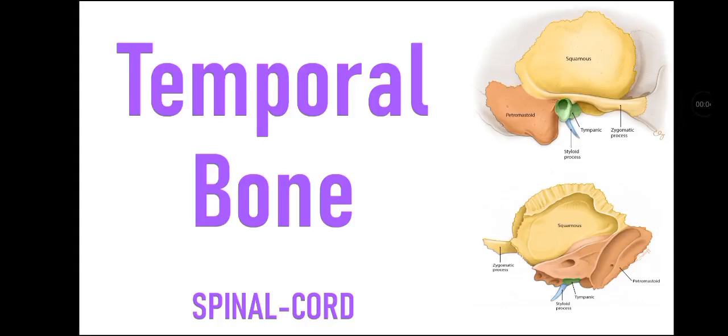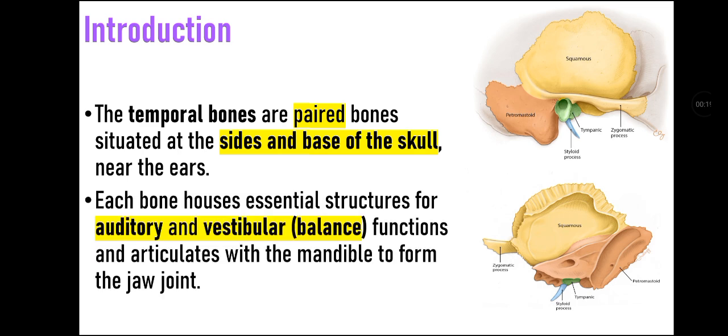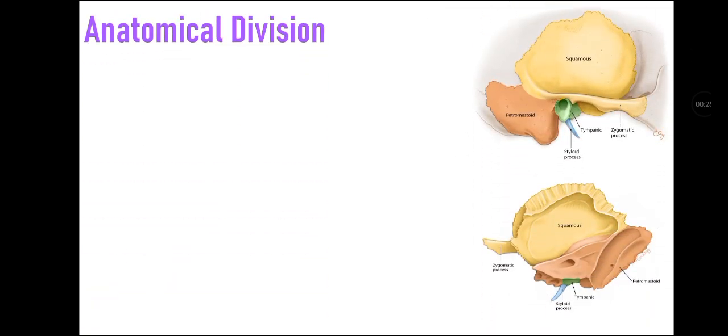Today we are going to talk about temporal bone, and here at the side you can see the diagrammatic representation of temporal bone for the reference. So let's start our topic with introduction. Temporal bones are paired bones situated at sides and base of skull near the ears. Each bone houses essential structure for auditory and vestibular function and articulates with the mandible to form the jaw joint.